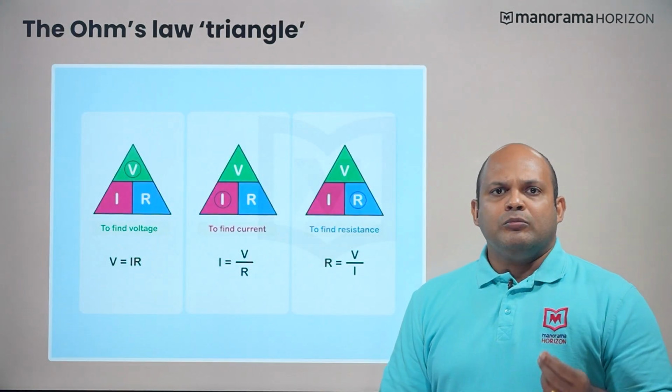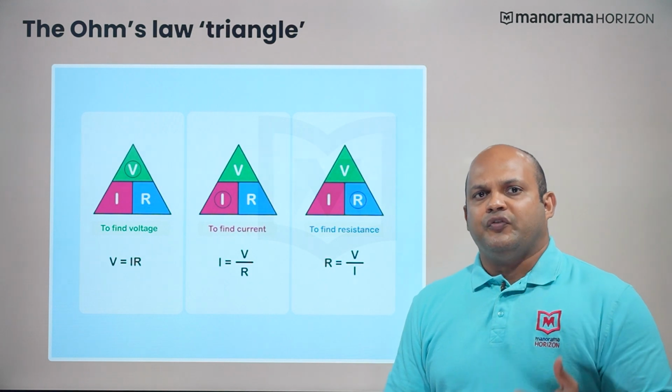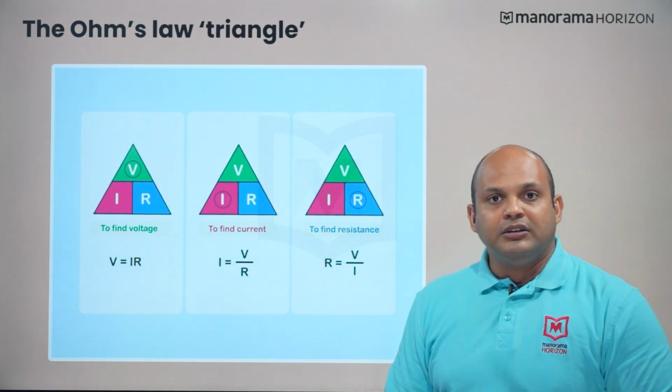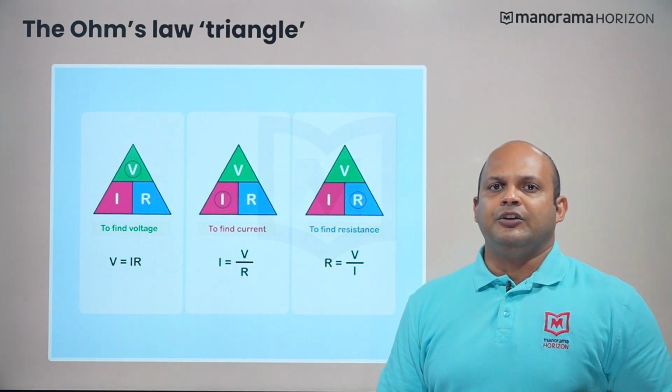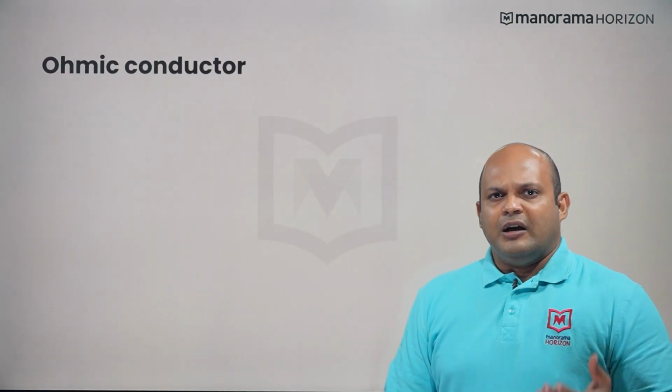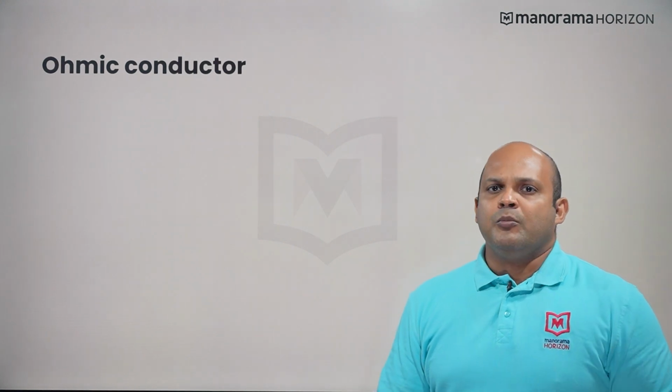We can apply Ohm's law or the Ohm's law triangle to such materials, allowing us to find the voltage or current or resistance as long as any two of these are already known to us. Examples of such materials are the copper or aluminum wiring that we use in our homes and offices.